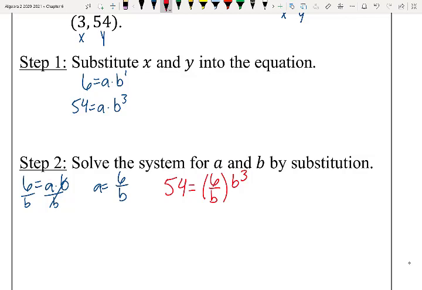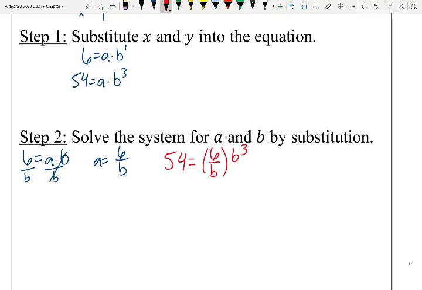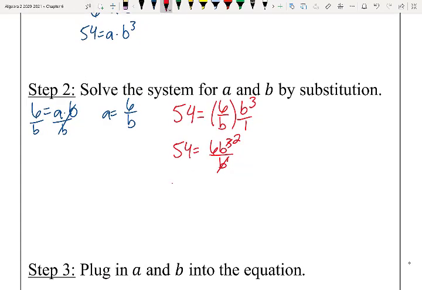To solve this, I'm going to make sure I get my b's combined. Technically, this is b cubed over 1. If I multiply those together, I would have 54 on the left side, 6b cubed over b. Now I have to use those exponent rules that we reviewed at the beginning of this chapter to simplify this. This is b cubed over b to the first power, so I can cancel one of those out. Or you can use the quotient rule. That means our rearranged equation is 54 equals 6b squared.